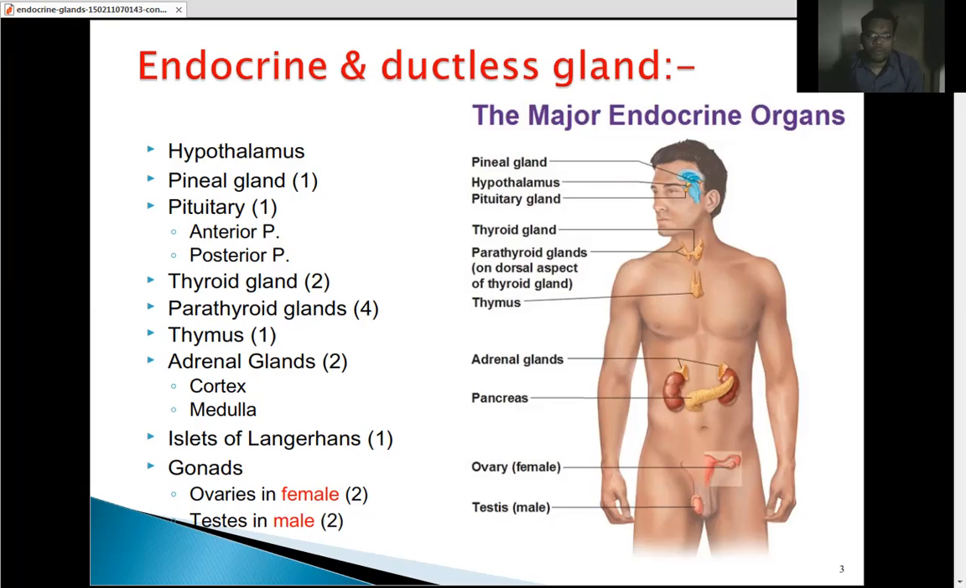Then the adrenal glands above the kidney, also called suprarenal glands. Then the pancreas. Then the ovary in the female and the testis in the male. That is the location of all the glands present inside our body.